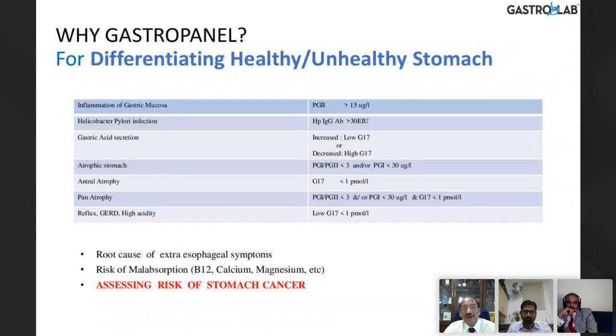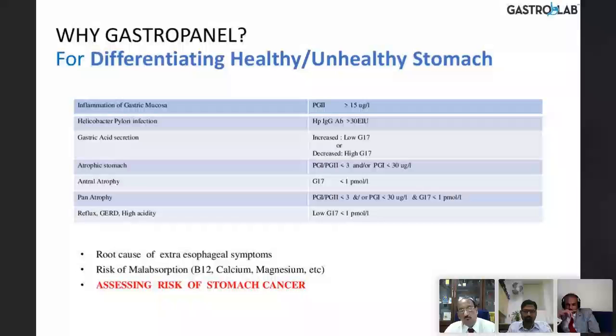Gastric acid secretion, to find out if it is increased, is shown by low G17 or high G17, which means acid production is low. Atrophy of the stomach is shown by a PG1, PG2 ratio of less than 3 or PG1 alone of less than 30. Antral atrophy is indicated if gastrin 17 is below 1 picomole per liter. Pan atrophy: the PG1, PG2 ratio is below 3, PG1 is also low, below 30, and G17 is also low. Reflux, GERD or hyperacidity could mean a low G17, below 1 picomole per liter.